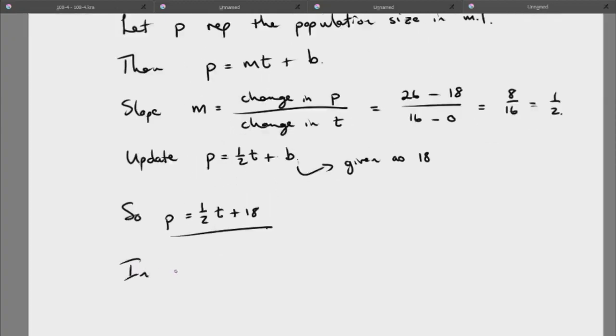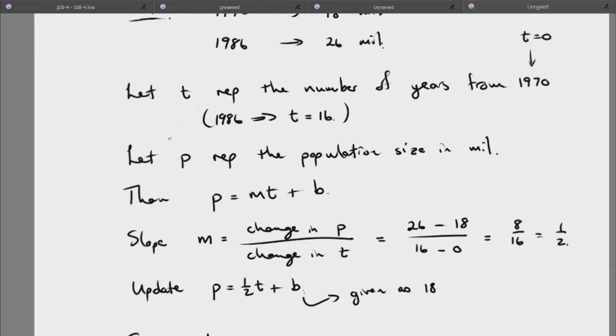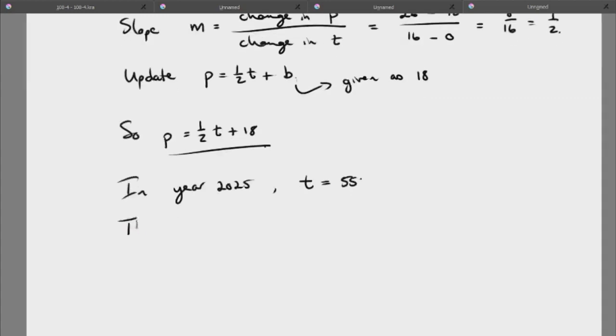So in the year 2025, in order for me to use that, I'm not going to plug in 2025 because of my choice of what the variables mean. I need to find the t value. So if t is 0 in 1970, what is the corresponding t value for 2025? 55. So I always have to go back and work with how the variables are defined. Sometimes that's done for me. Sometimes I have a choice, but you have to stick with that regardless. So then the p-value, I plug it in.